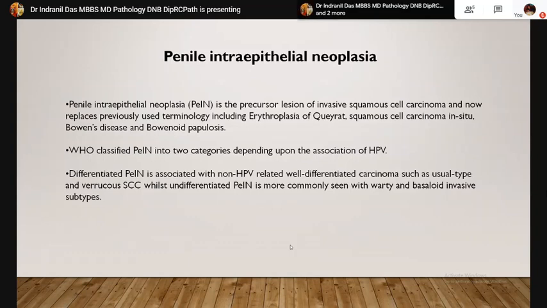WHO classified penile intraepithelial neoplasia into two categories depending upon the association with HPV. That is, differentiated penile intraepithelial neoplasia is characterized as a non-HPV related tumor, and undifferentiated penile intraepithelial neoplasia is basically HPV related, and they may show warty or basaloid morphology.